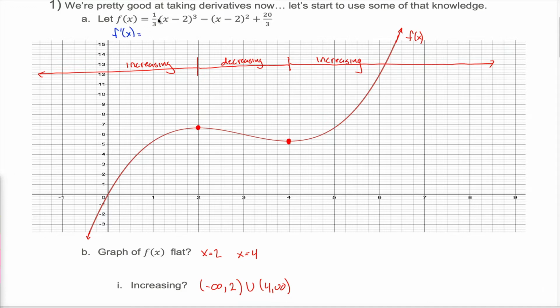Let's say if we had to find the derivative of this thing, we'd recognize that we have 3 different terms. So we take the derivative of each term individually. For this first term, this 1/3 is a constant, so I can pull it out in front. And then I have to take the derivative of (x - 2)^3.